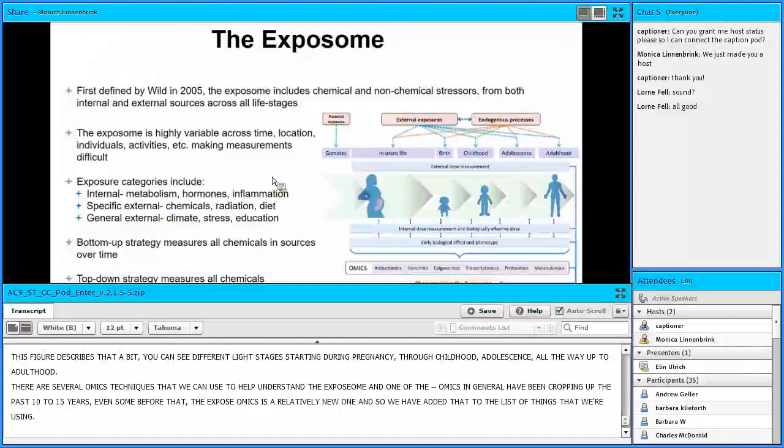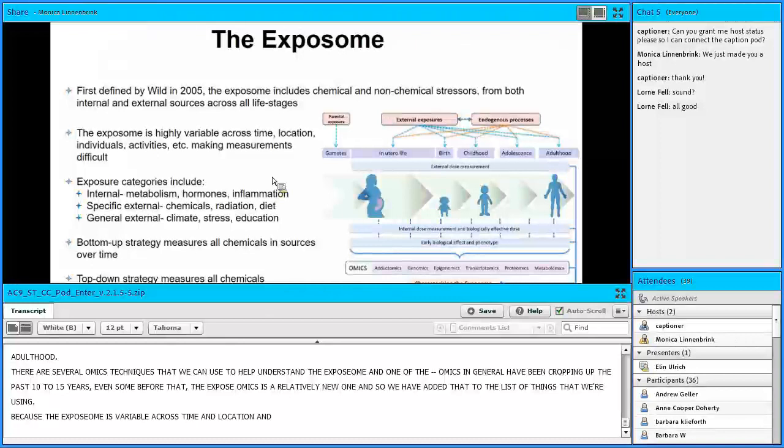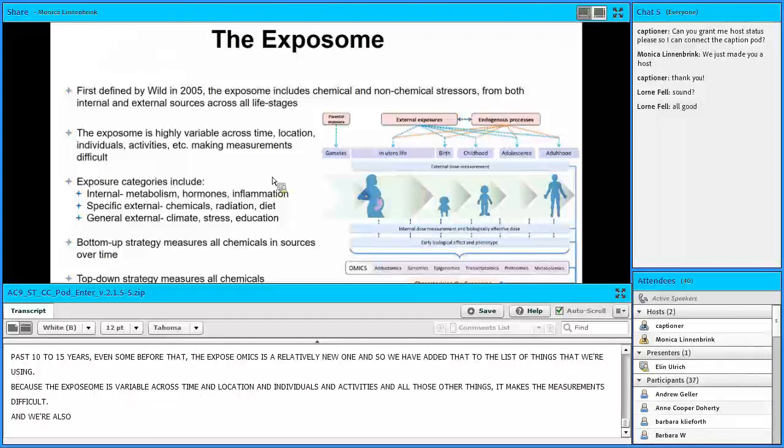Because the exposome is highly variable across time and location and individuals and activities and all those other things, it makes the measurements difficult. We're also looking across a bunch of different matrices, and across time. It just makes it kind of difficult.